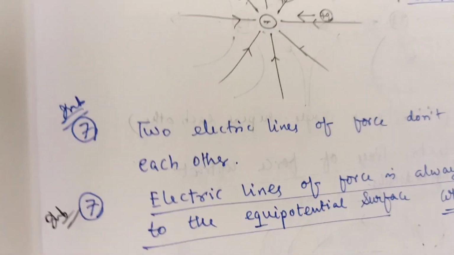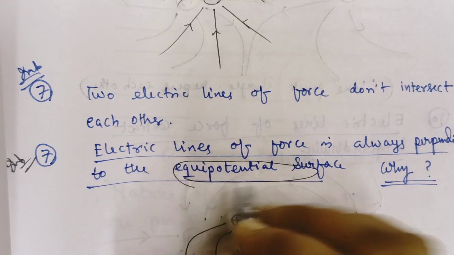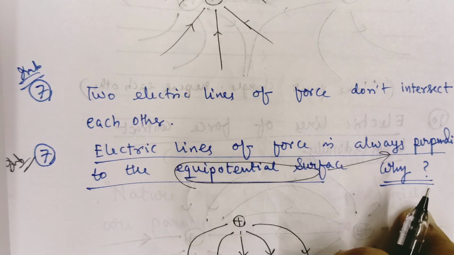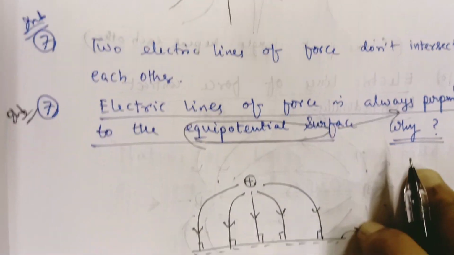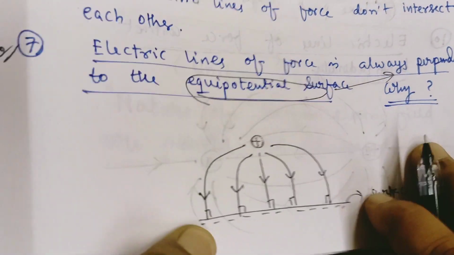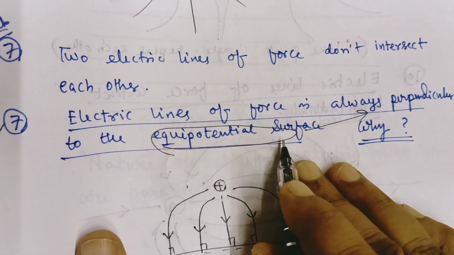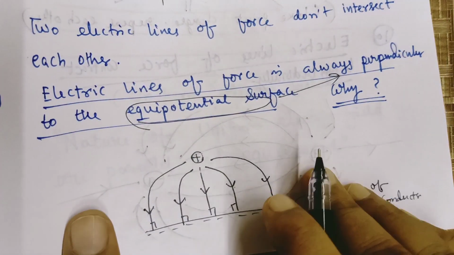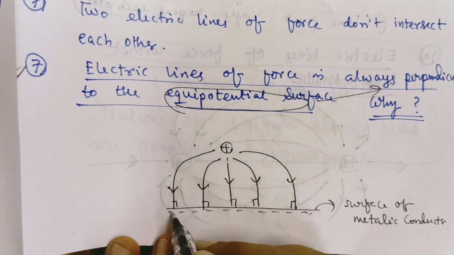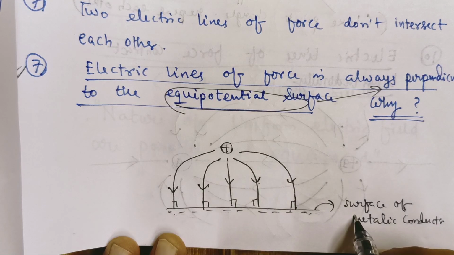So there are many things you have to know here. You have to know what an equipotential surface is. Then we will discuss why electric lines of force are perpendicular. We will discuss equipotential surface later, because there is a chapter on potential. In that chapter we have to discuss equipotential surface. For now, only remember that the surface of a charged conductor is always an equipotential surface.